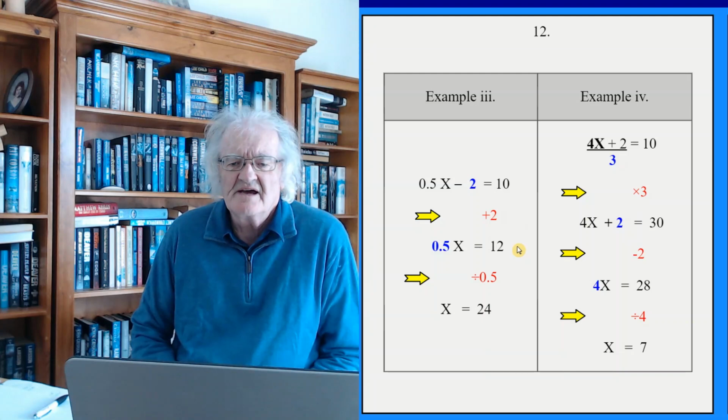Now we have to shift the 0.5. When it's written next to the letter, it indicates multiplication. So when we shift it, we will use division. 12 divided by 0.5 is 24.